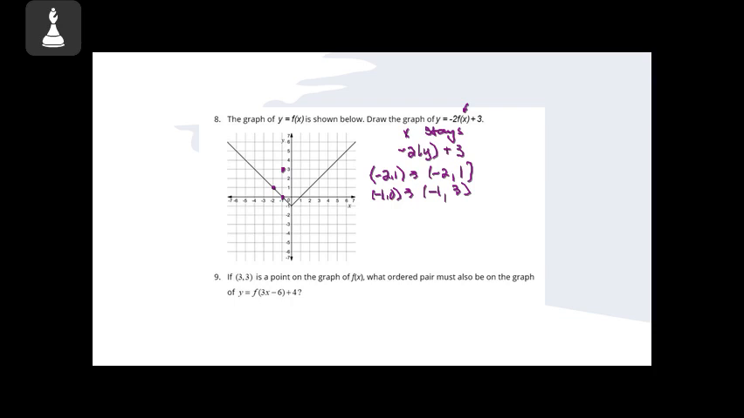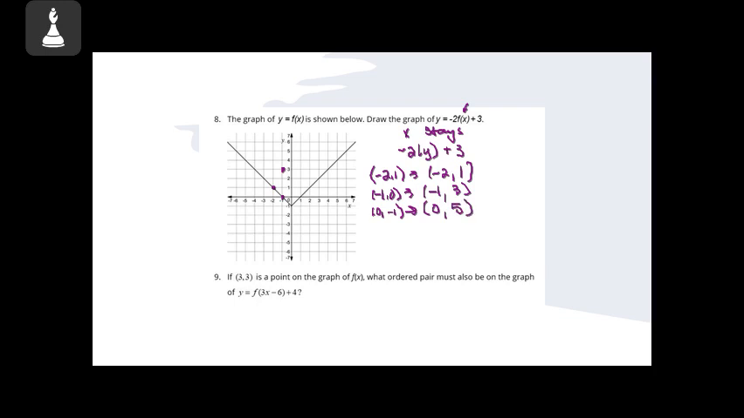Okay, I have this point down here, 0, -1. The x value stays the same. We're going to multiply the y, -1, by -2. So that's going to give me 2, to which I add 3 is going to give me 5.